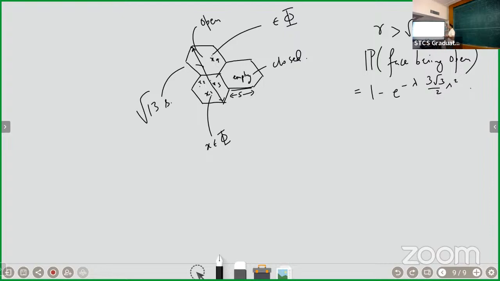This is true. Now, what should be the final answer? I need this probability to be greater than half. If this probability is greater than half, I have percolation, as long as R is greater than square root 13 S. So I need 2 conditions: 1 minus e to the minus lambda S greater than 1/2, and R greater than square root 13 S.